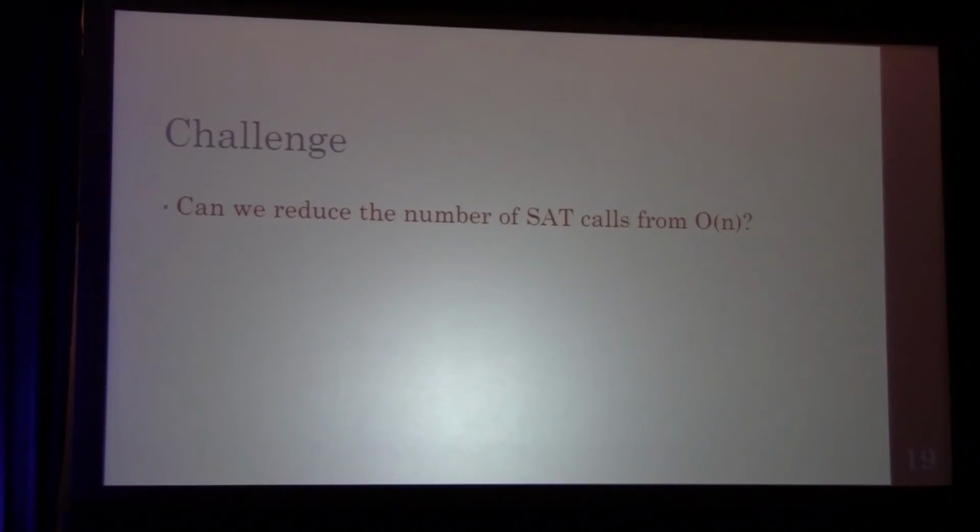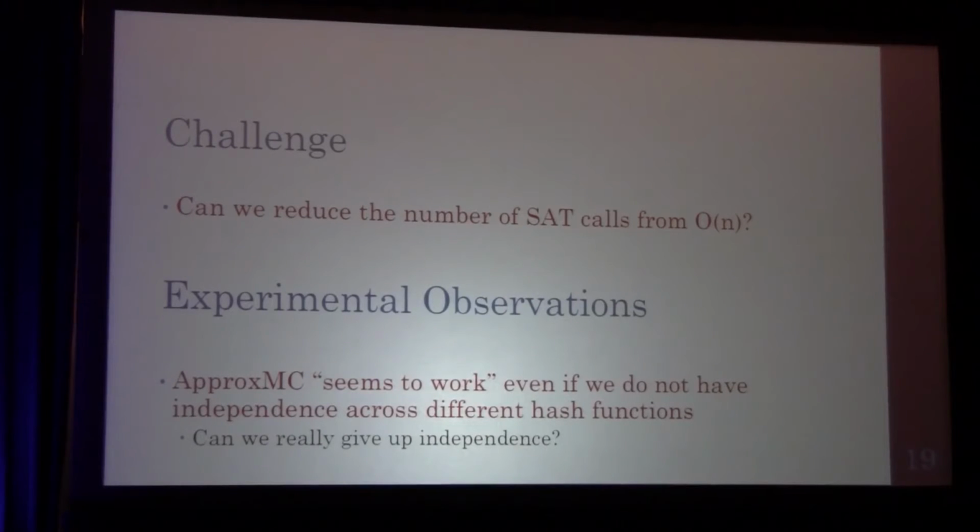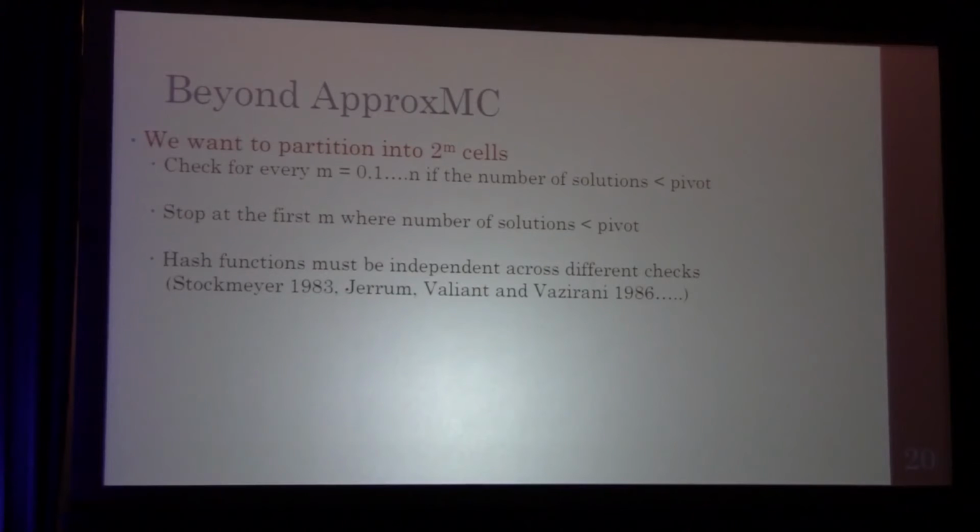So over the last 2 years, one of the important questions was, can we reduce the number of SAT calls from O of n? We want to take programs with hundreds of thousands of variables. O of n is actually a big number if you have to make 100,000 calls to a SAT solver. And an interesting observation was that the algorithm that I just described seems to work even if we do not have independence across different hash functions. But independence has been a very important key to all these proofs because they use typically things like Chernoff bounds and all. Without independence, it becomes very hard to combine different events. So independence has been very important for a long time in different proof techniques.